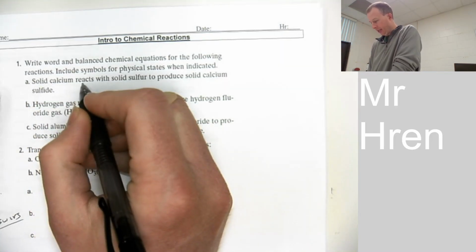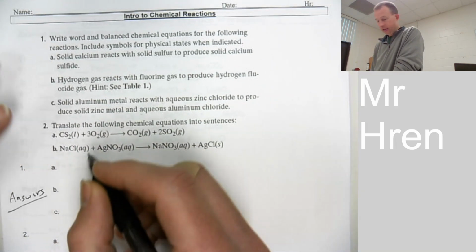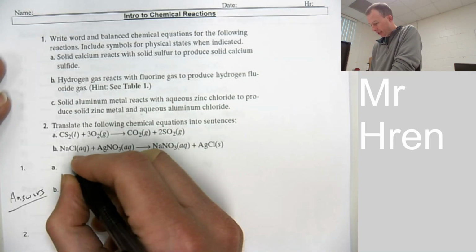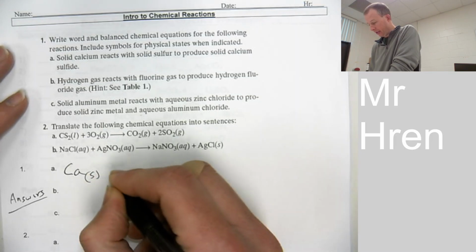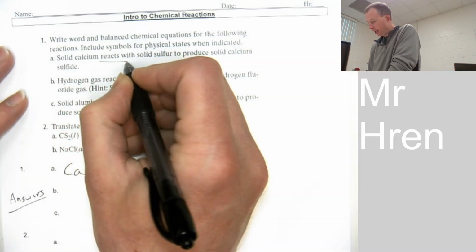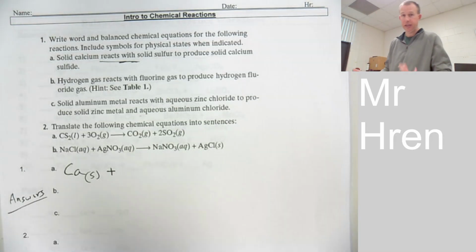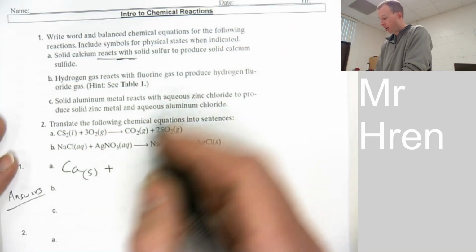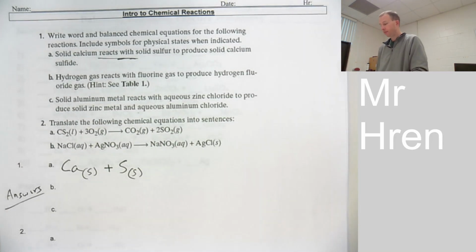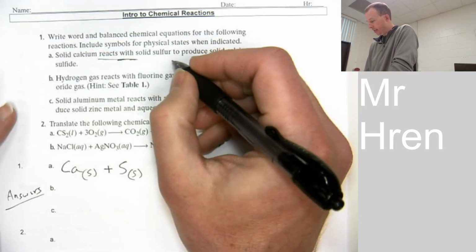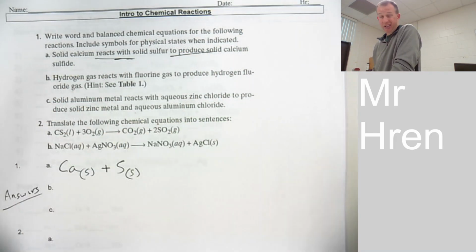So: solid calcium reacts with. I'm going to write it down here. It says solid calcium, so we're going to write the element Ca because it's calcium, and it says it's solid, so I'm going to put a little S there. It says it reacts with, so that's going to be a plus sign. Reacts with means it combines with solid sulfur. So I'm going to write S like that. All right, and then it says to produce. These S's are because it says they're solid.